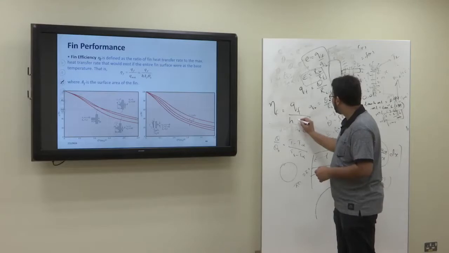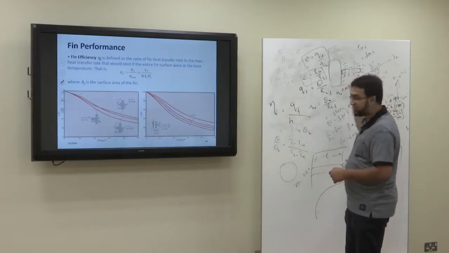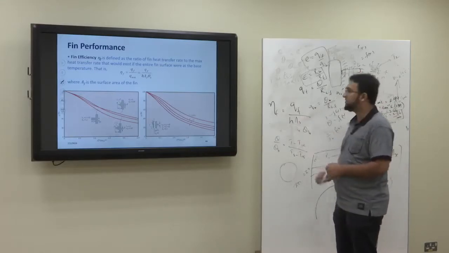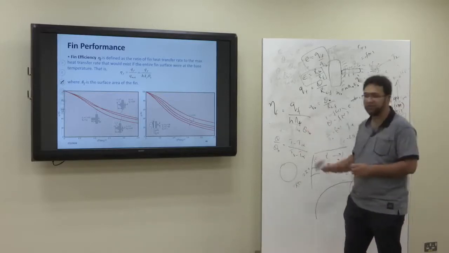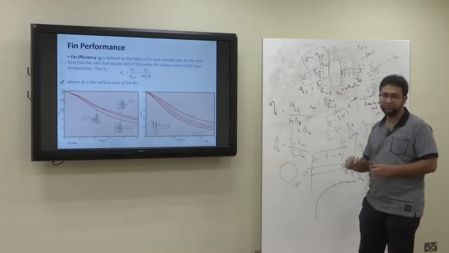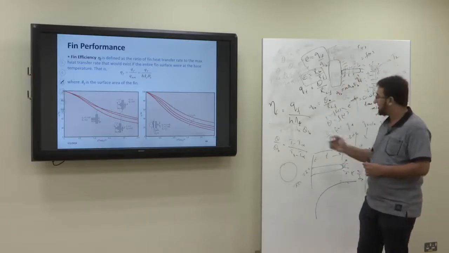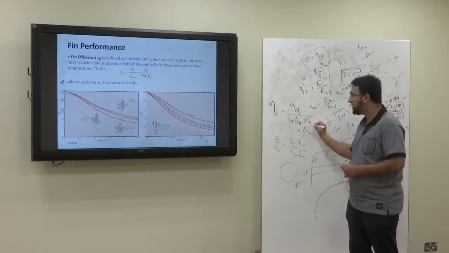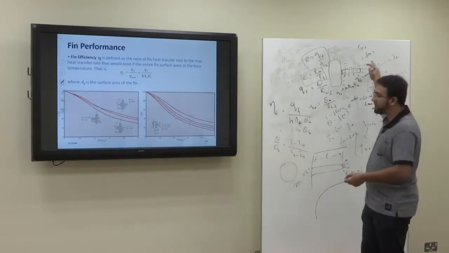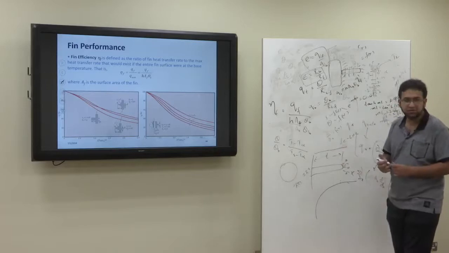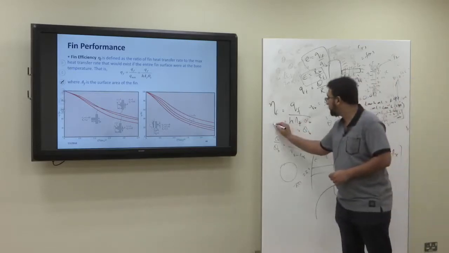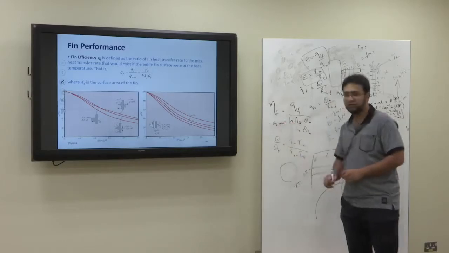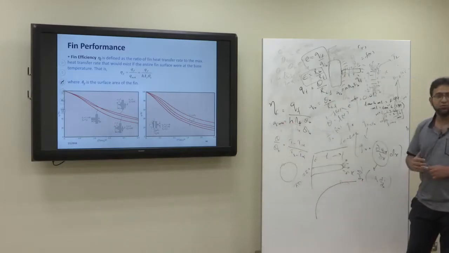So in that case, you will have h, then the complete surface area of the fin. Let's call it AF, the surface area of the fin, multiplied by theta B, because we assume that the complete fin is at temperature TB, the base temperature. Okay, so then this will give you Q max, right? So QF upon Q max will be the fin efficiency.